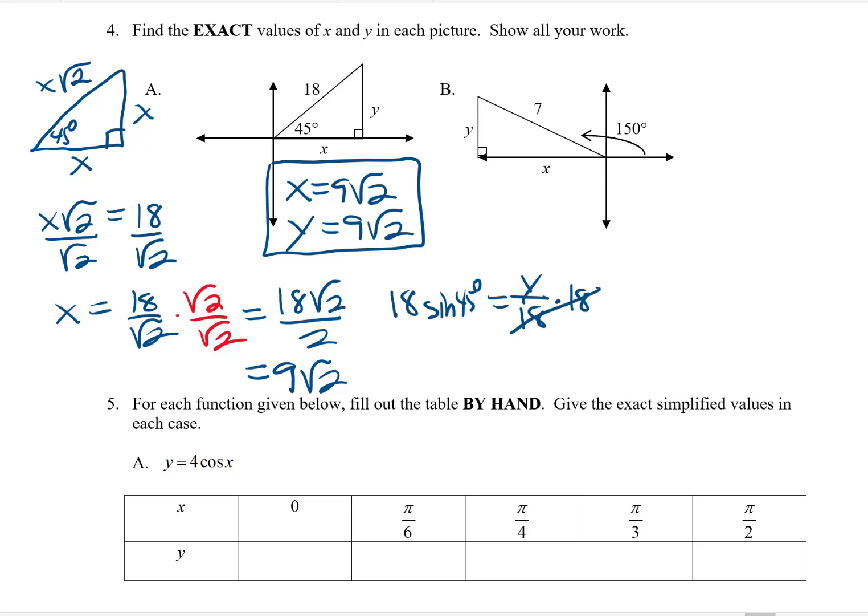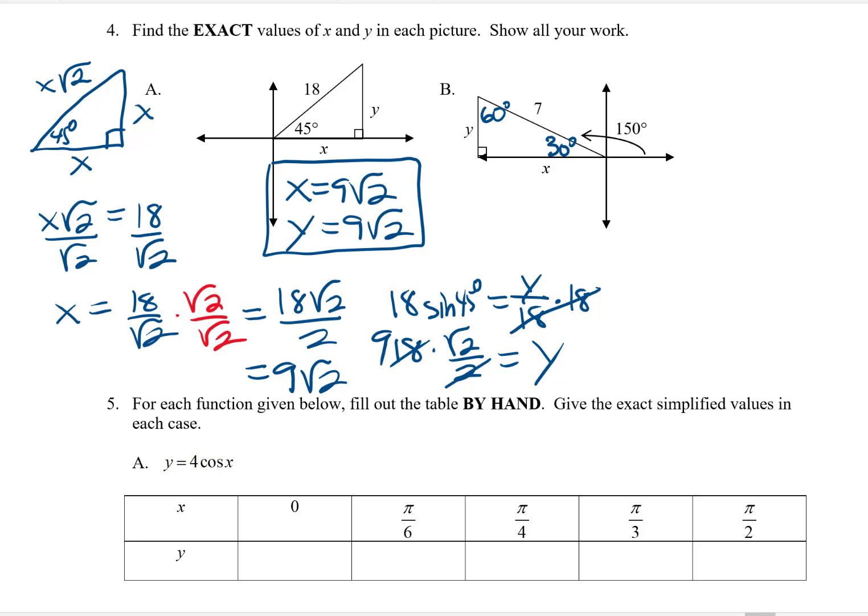Well, I know what sine 45 degrees is equal to. It's equal to radical 2 over 2. 2 would go into 18 9 times, and there's my 9 root 2. So I could have also used trig to solve this problem. In letter B, if that big angle there is 150 degrees, that leaves me with 30 degrees for this little angle, which means I am looking at a 30, 60, 90 triangle.